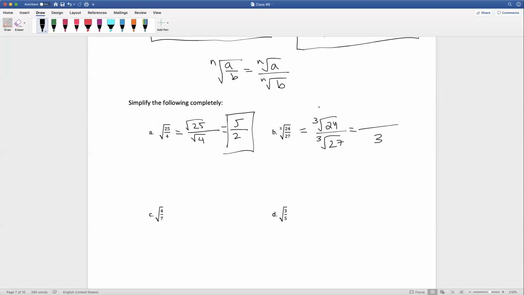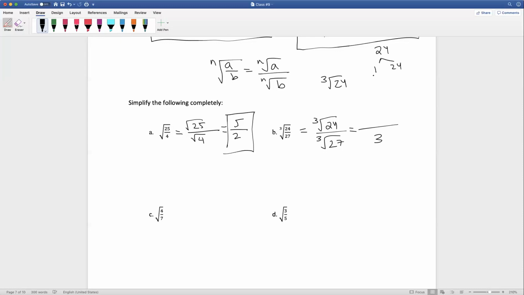Now we have to go upstairs and take a look at the cube root of 24. Well, what law could we possibly be breaking here? Well, that third rule, we could possibly have a perfect cube factor of 24. So we have to check and make sure that we don't, so that it's simplified completely. So let's talk about 24.